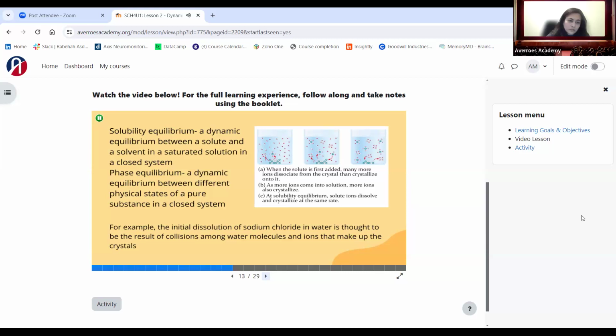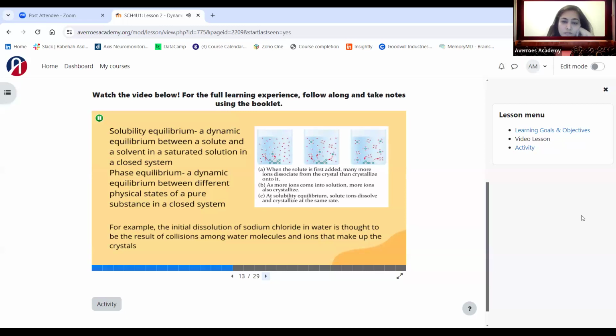So looking at this figure here, in the first picture, when you add a solute into a solvent, many of the ions dissociate from the crystal, and then will crystallize into it, right? Because they want to mix with the solute that you first added. So for example, when a solid ionic compound such as silver iodide dissolves in water, those ions are going to be removed from the crystal as they become surrounded by the water molecules. And the reverse reaction also takes place, eventually reaching equilibrium, right?